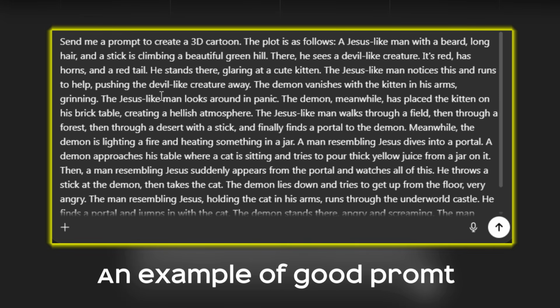A kind traveler with a beard, long hair, and a staff climbs a beautiful green hill. There, he sees a mysterious, shadowy creature. The creature is red, has horns, and a tail. It stands there, staring at a small kitten. The traveler notices this and rushes to help, gently pushing the creature aside.